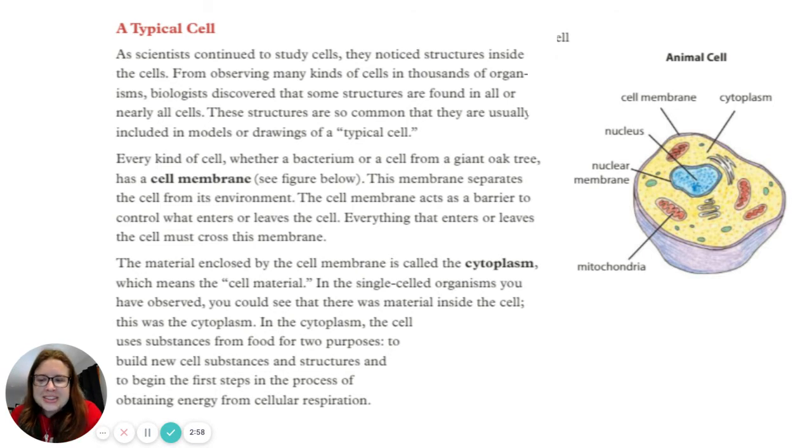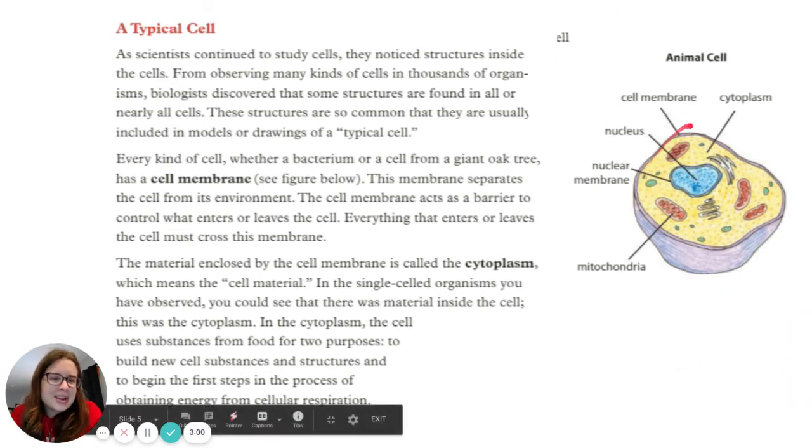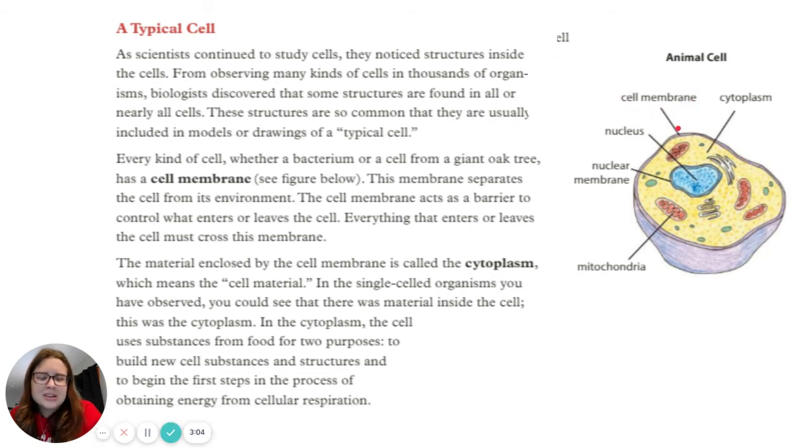So let's pause and look for our cell membrane in our diagram here. Here I see the cell membrane, and the arrow is pointing to this outer area of the cell. This membrane separates the cell from its environment or surroundings. The cell membrane acts as a barrier to control what enters or leaves the cell. Everything that enters or leaves the cell must cross this membrane.